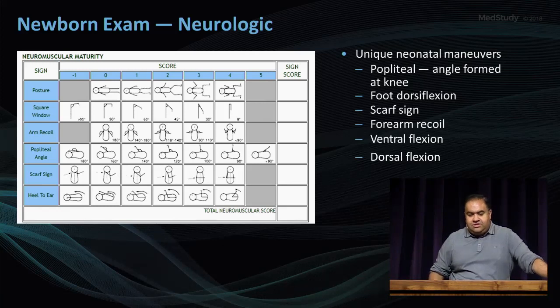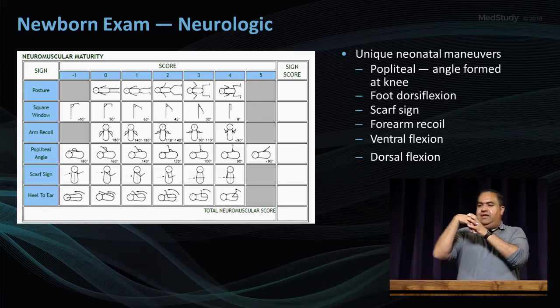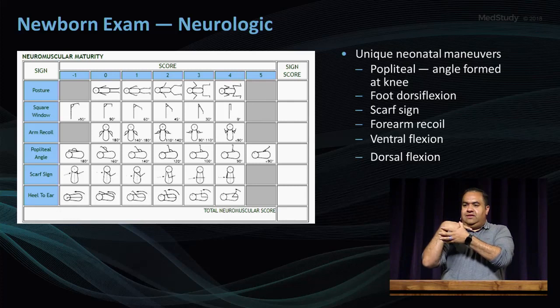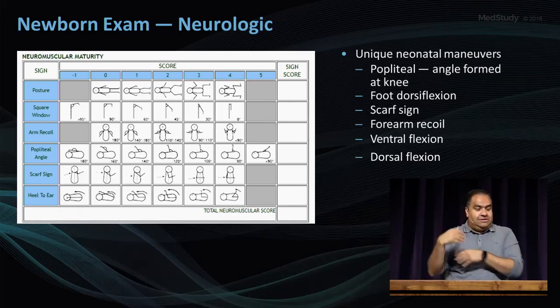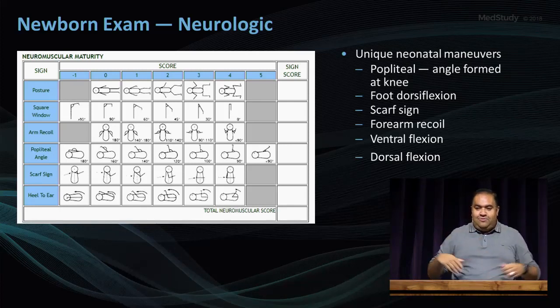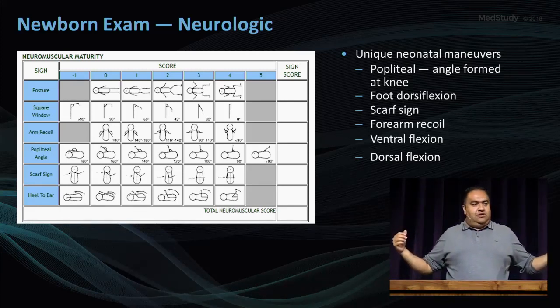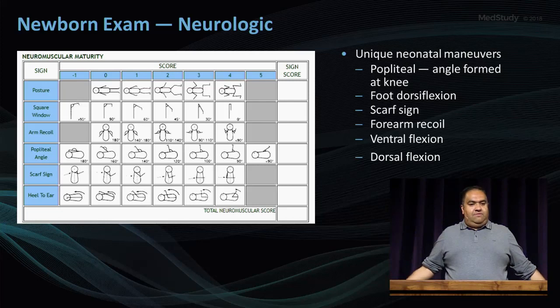So look at posture. Square window is when you take your hand and flex it at the wrist and see how much flexion you have. Some people can take their hand and put it all the way to their forearm. I can't. Arm recoil: you push the elbows down on the bed and stretch them out, then hold their elbows there and see how much recoil there is.